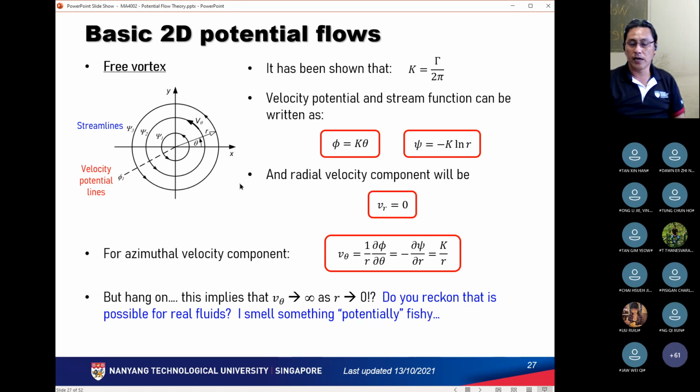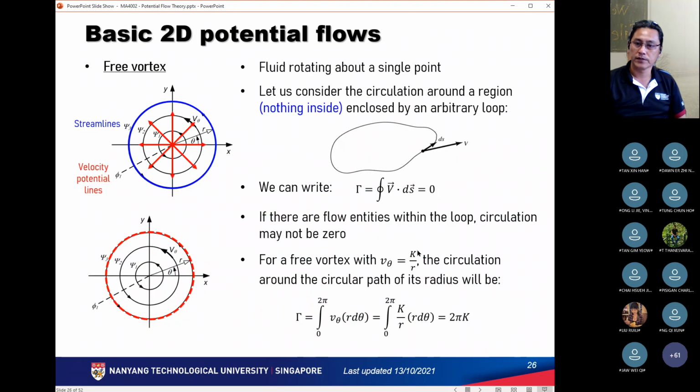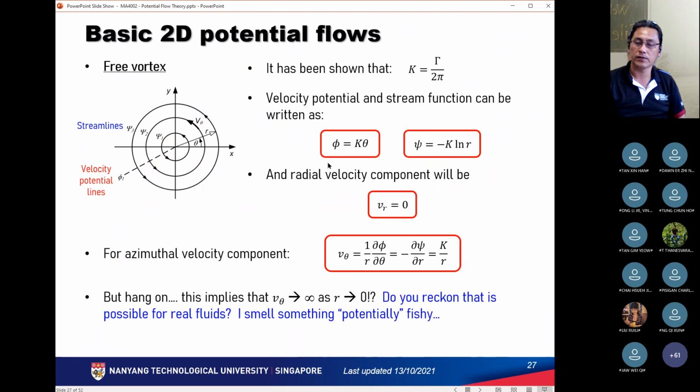Let's come back to this and derive some expressions. Early on, we have already shown that K, which is the strength of the free vortex, is nothing but the circulation around this free vortex divided by 2 pi. Once we know this, and once we know V theta can be expressed as K over r, we can work out the velocity potential function and the stream function, by relating them with the velocity component V theta. Remember V_R equals 0.